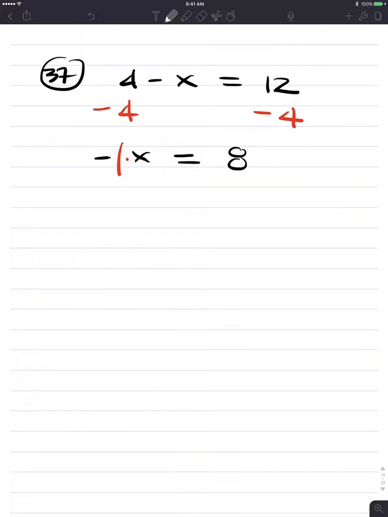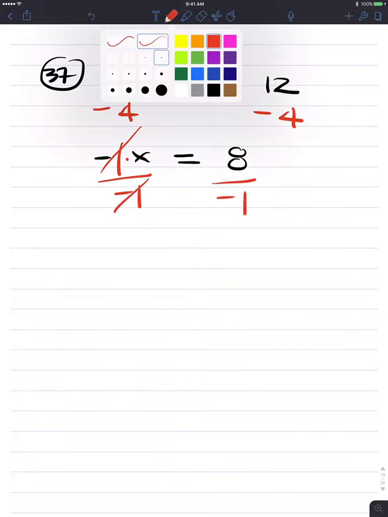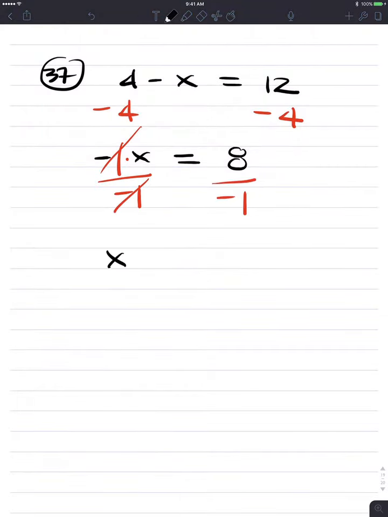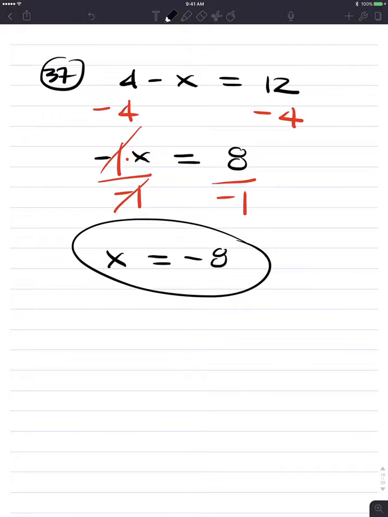Negative x is really negative 1 times x. We're going to divide both sides by negative 1, and you get cancellation. We end up with x being a positive divided by a negative, which is negative 8.